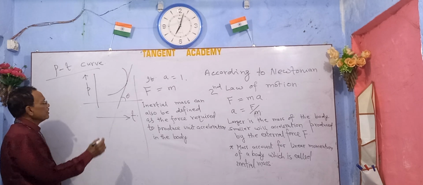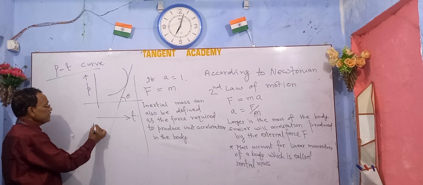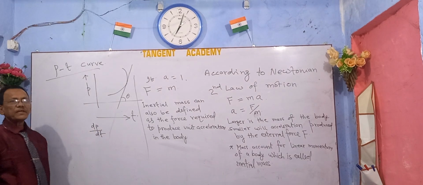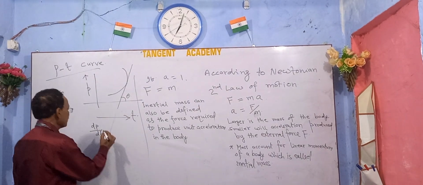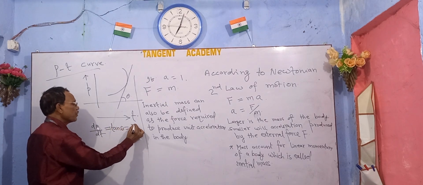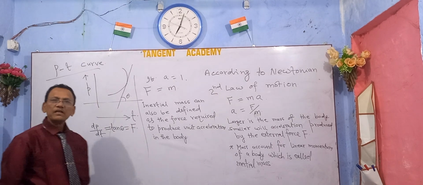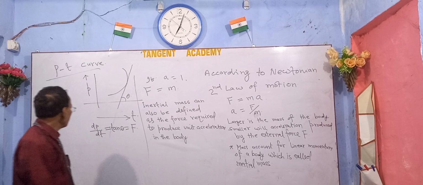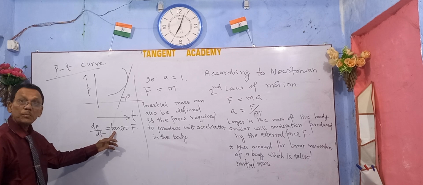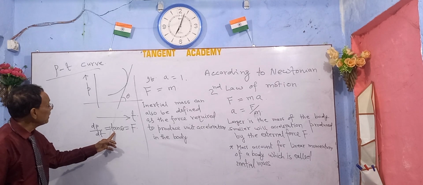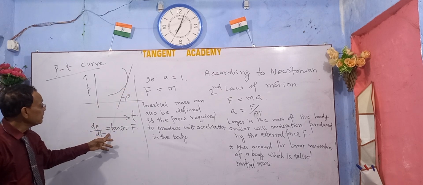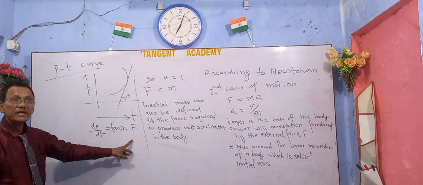So dP by dt is equal to tan theta, which is equal to force, as we already know that rate of change of momentum is force. Here the rate of change of momentum dP by dt is equal to tan theta geometrically, where theta is the inclination of the tangent to the curve. Tan theta is equal to force geometrically.